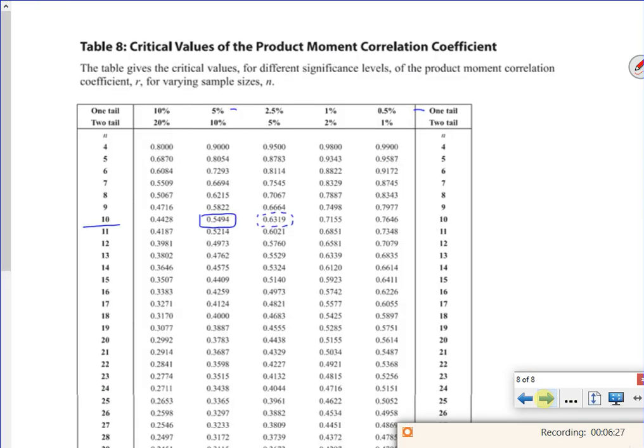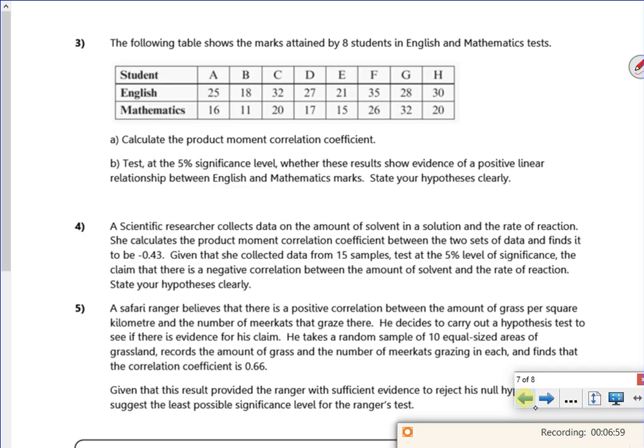Right, so everybody flick to the back. Remember this: n is 11, two-tailed, 1%. So go to page 8. n is 11, two-tail is the bottom, and it's 1%. If I go across, n is 11, and two-tail at 1% gives me 0.7348. Now, because it's two-tail, I do plus or minus. If it was a greater than, I do plus. If it was a less than, I do minus.